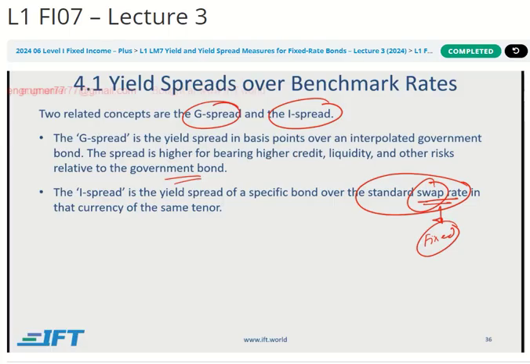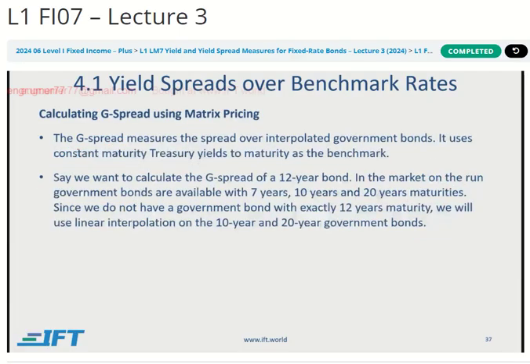And as I told you, the issue with government bonds is that they're not there for all maturities, and swaps are there for all maturities. So that's why I spread is relatively easier to calculate. For G spread, if there is a bond that doesn't exist, you have to use linear interpolation. Let me just remind you what linear interpolation was.